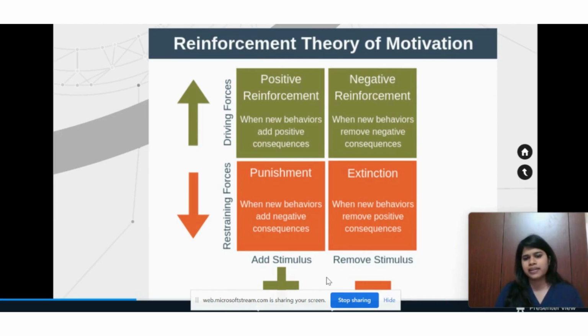What if you don't write the exam properly, or you have negative marking in your examination pattern, where for every wrong answer you get a negative reward? That is called extinction. Then what is negative reinforcement? Negative reinforcement is that for doing the right action, you remove the negative consequences. So that is called negative reinforcement. And the next one is punishment. As you all know, when we do a wrong thing, we get a punishment.